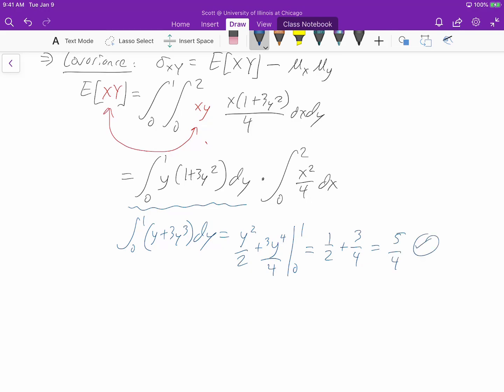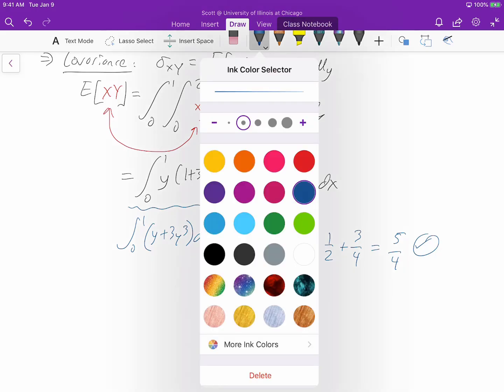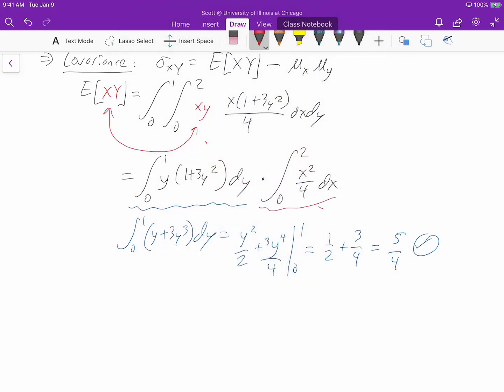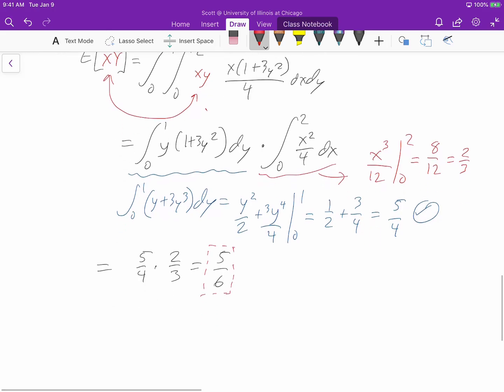This other term is the other part of the double integral, but we were able to completely separate them. That's just going to be x cubed over 12 from 0 to 2. So you get 8 when you plug in 2 cubed, 8/12 or 2/3. All together we get 5/4 times 2/3, where the 2 cancels, which is 5/6. That's only a partial result because that is just the expected value of x times y.